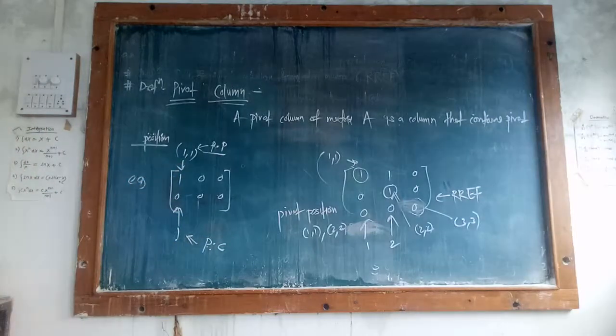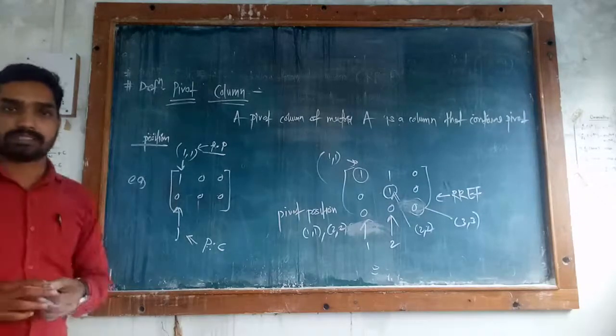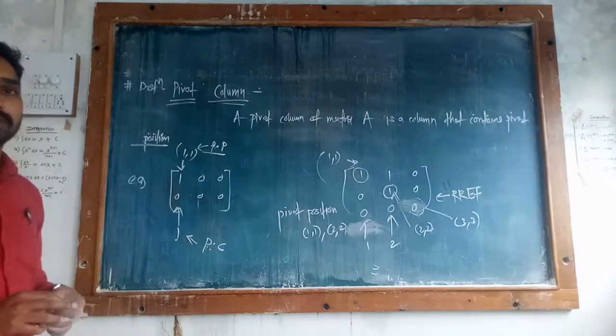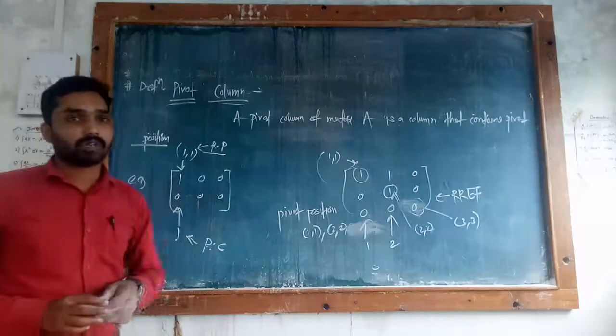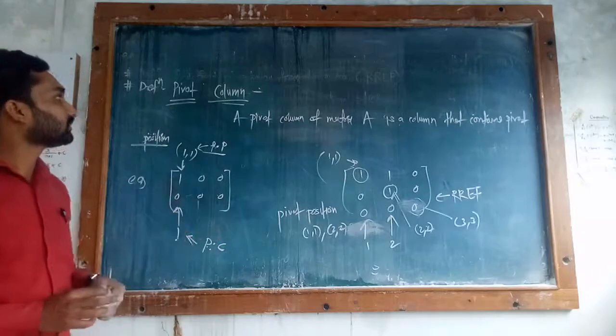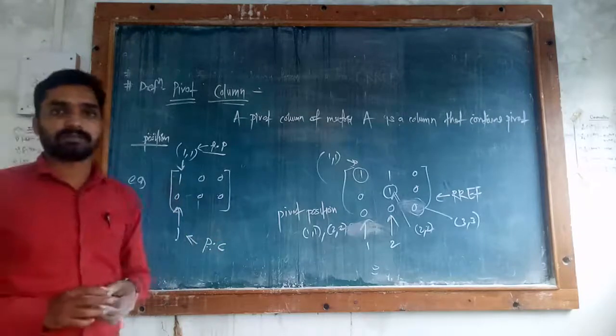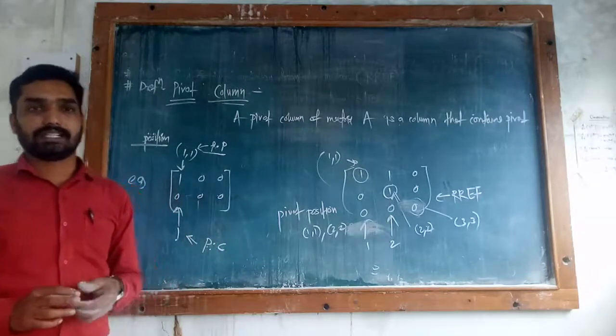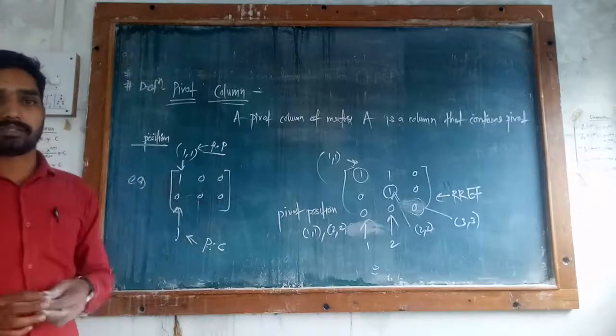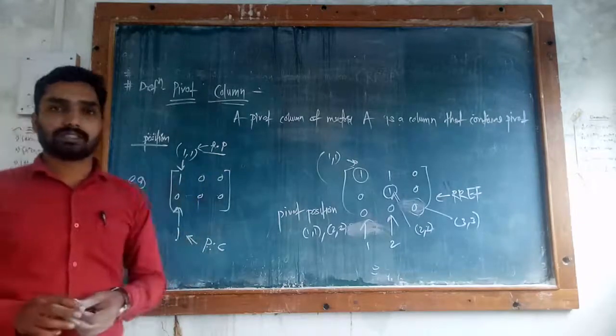This is your example of pivot column. Pivot column is the column of a matrix that contains a pivot position. In today's lecture we are going to discuss all these parts: pivot position, pivot column, rectangular form of matrix, echelon form of matrix, and row echelon form of matrix. I hope you have understood all parts.